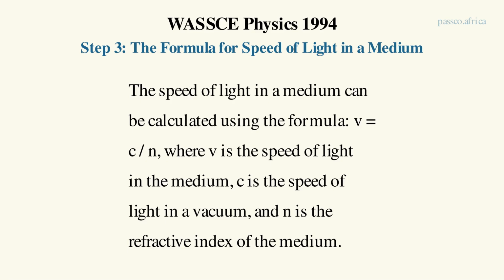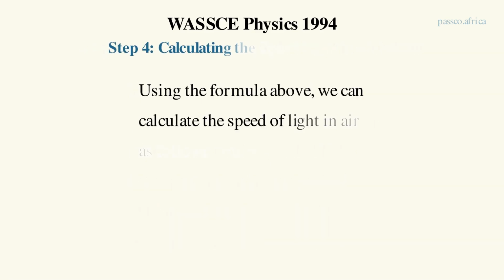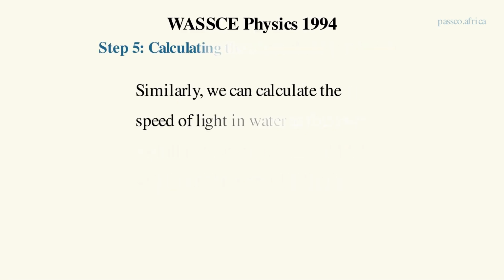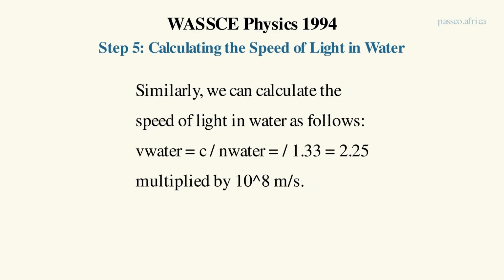Step 4. Calculating the speed of light in air. Using the formula above, we can calculate the speed of light in air as follows: v equals c/n equals 3.0 x 10^8 / 1.00, which is equal to 3.0 multiplied by 10 to the power of 8 m/s. Step 5. Calculating the speed of light in water. Similarly, we can calculate the speed of light in water as follows: v water equals c/n water equals 3.0 x 10^8 / 1.33, which is equal to 2.25 multiplied by 10 to the power of 8 m/s.